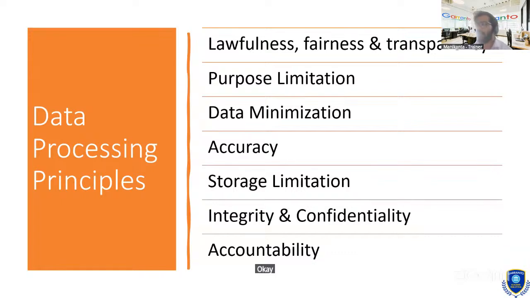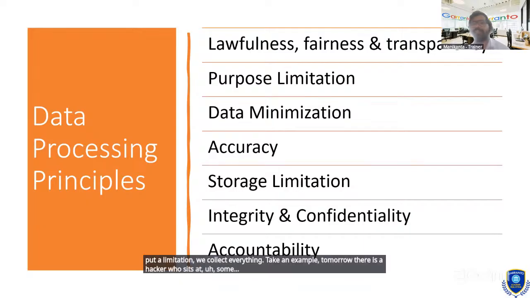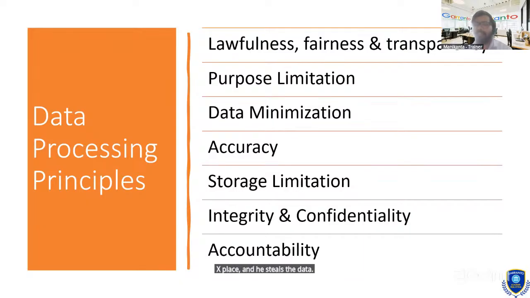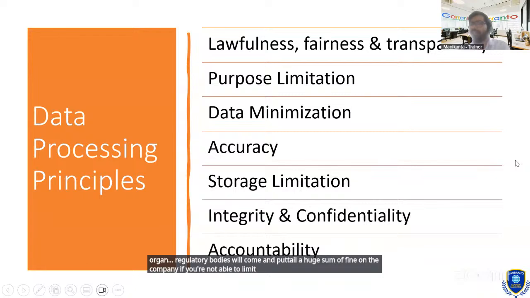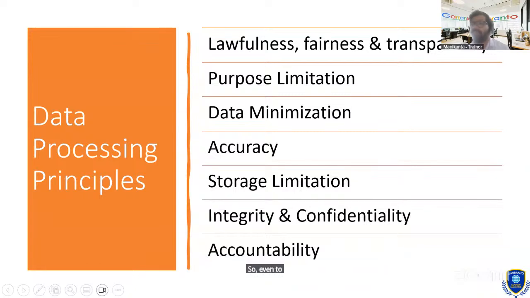Okay. And if we are not able to put limitation, we collect everything. Take an example, tomorrow there is a hacker who sits at some X place and steals the data, then you land up in a very bad shape, and regulatory bodies will come and put a huge fine on the company if you are not able to limit this data. So even to restrict yourself, you have to collect only the required information. Okay. So next is minimization.